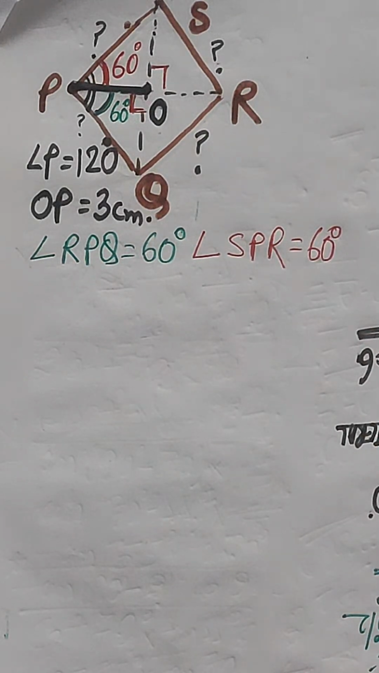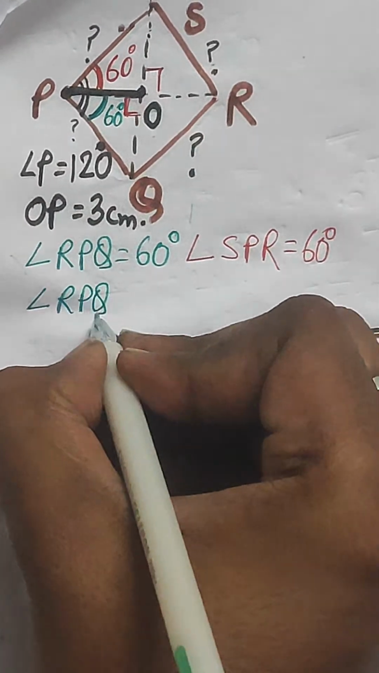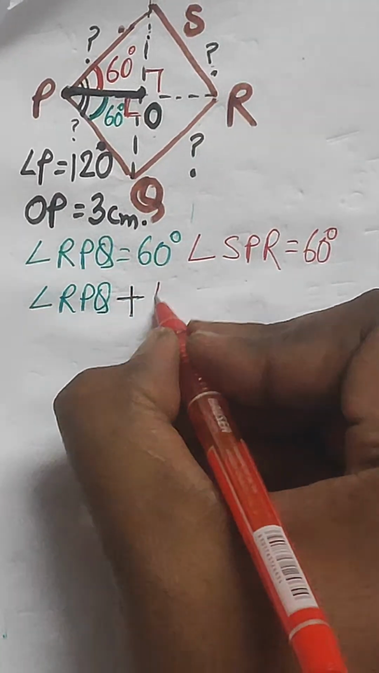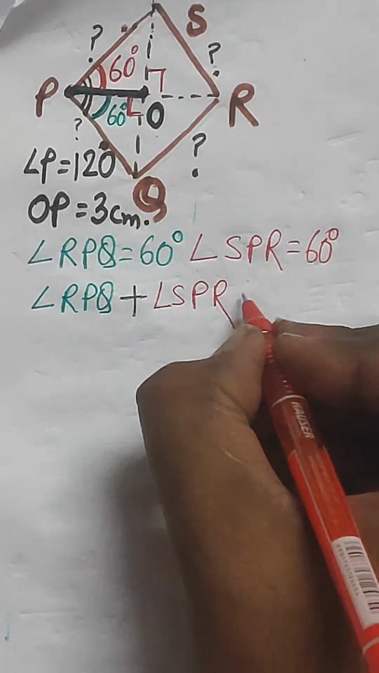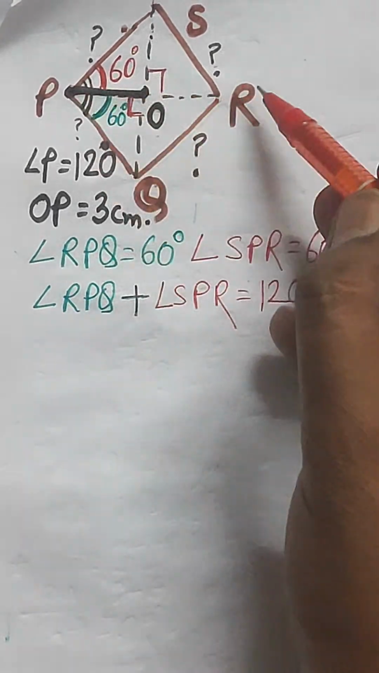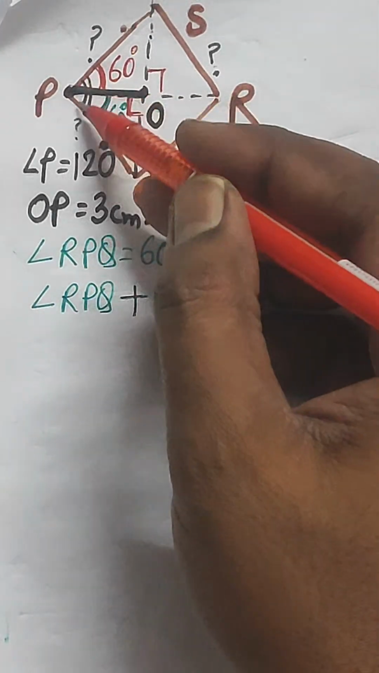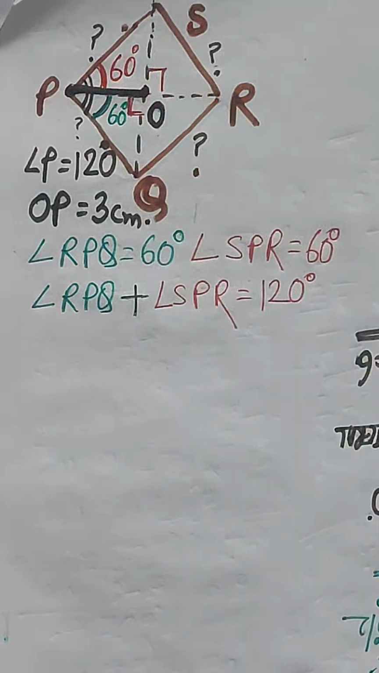The reason behind it is that angle RPQ plus angle SPR is equal to 120 degrees. So PR acts as an angle bisector, and in this way angle P is divided into two equal parts, that is 60 and 60.